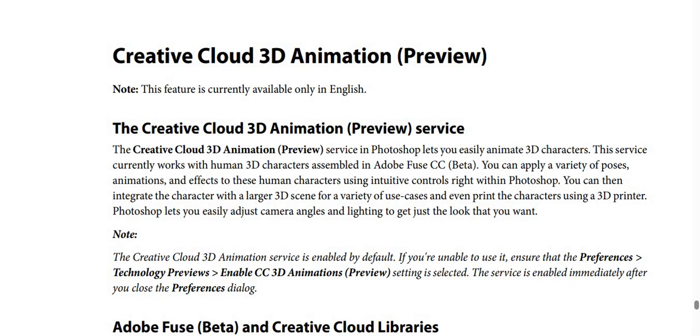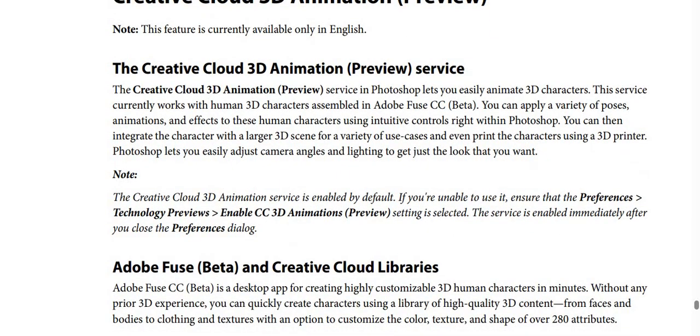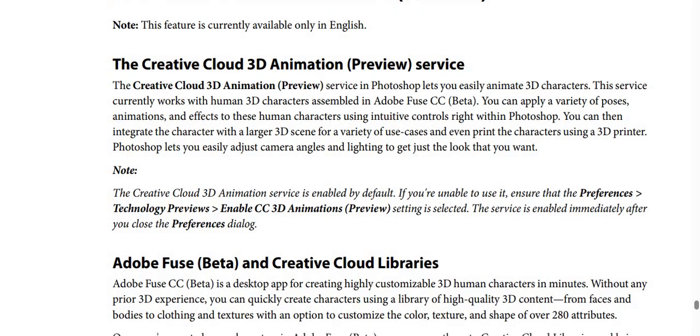Photoshop lets you easily adjust camera angles and lighting to get just the look that you want. Note here, and be careful please: the Creative Cloud 3D animation service is enabled by default. If you are unable to use it, ensure that the preferences and technology previews enable CC 3D animations preview setting is selected. The service is enabled immediately after you close the preferences dialog.